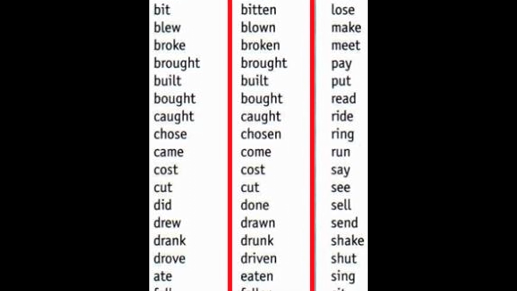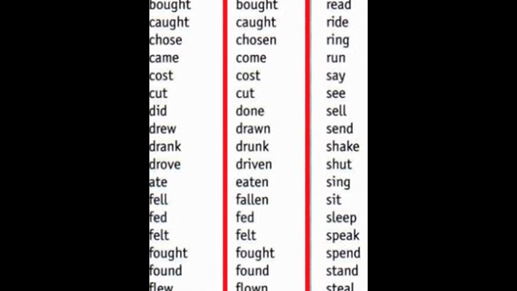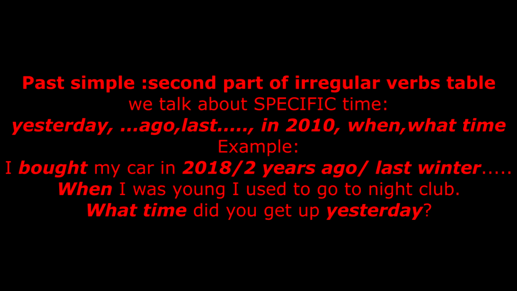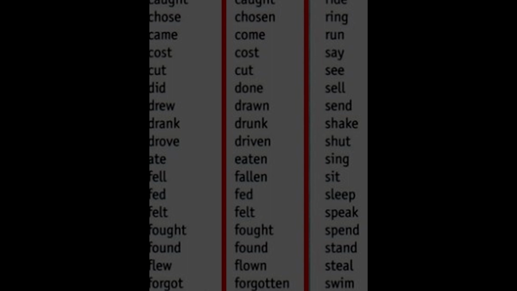Instead, if you want to talk about an action in the past, we use past simple. In past simple, we use the time. We talk about a specific time. We mention the specific time. We say last year, 2 years ago, 3 years ago, 5 months ago, yesterday, in 2011, when I was a child. What time did you go to?